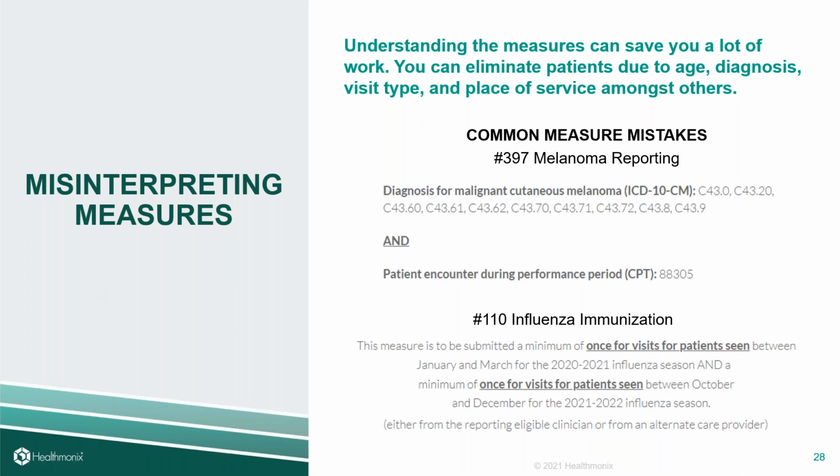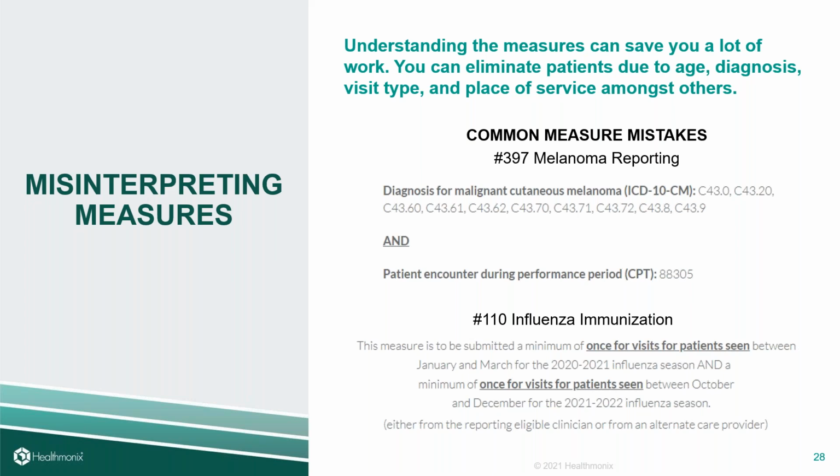So misinterpreting measures is a big problem, and it's something that our support team often handles questions about on a daily basis. So understanding the measures can save you a lot of work. You don't want to be doing extra work for patients that you don't actually need to do the work for. For instance, common measure mistakes like 397 melanoma reporting.